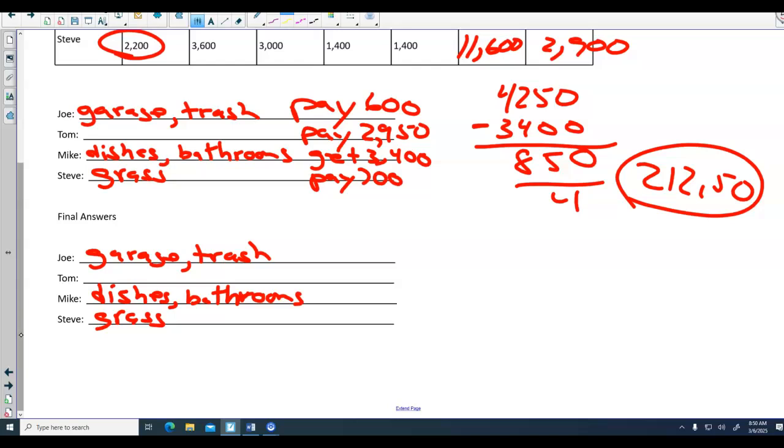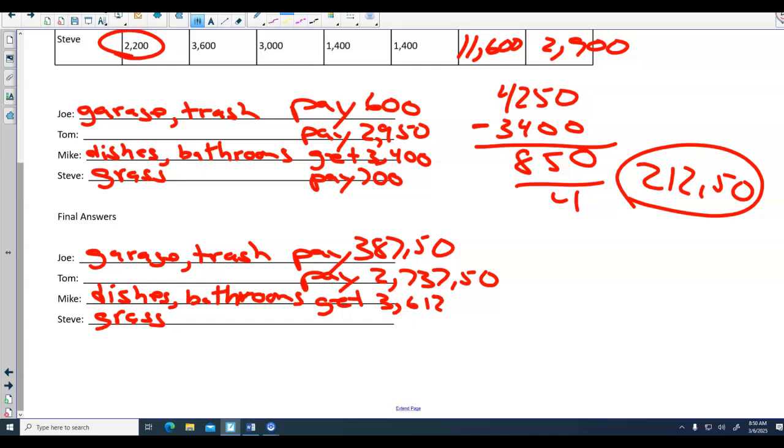So for the trash and the garage, when they subtract it from their pay, $387.50. Tom is going to pay $2,737.50. Mike is going to get an additional $212, so he's at $3,612.50. And finally, we're going to pay $487.50 from Steve. And I'm going to add them up and check my work.